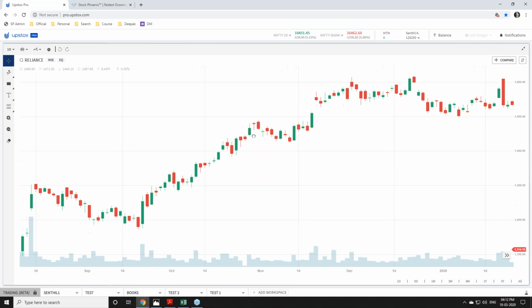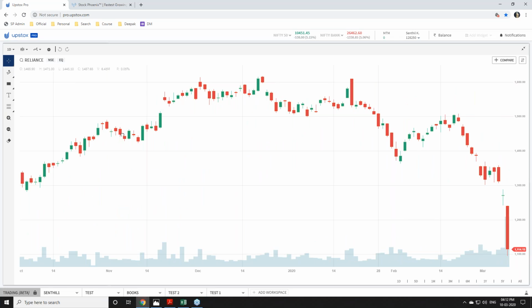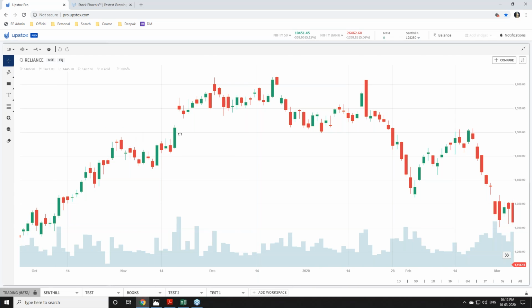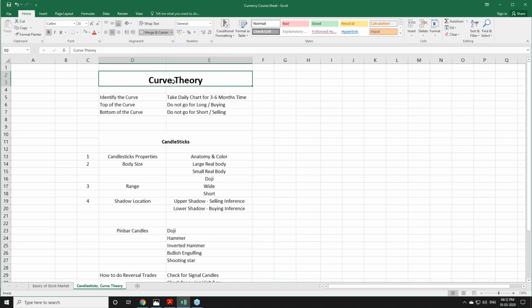Before entering into the candlesticks, there is a study called curve theory, which is very important. We are going to learn curve theory, which is very important to identify the location of the current price of the stock market.